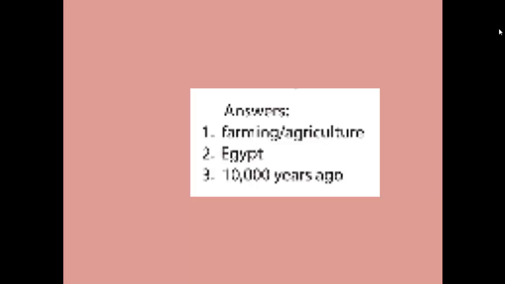Number 2. What country are the people from? We can say the people are from Egypt. And how can we know they are from Egypt? If we look carefully, we can see the pyramids, 2 pyramids, at the background of the picture. Number 3. What period of history is shown? Maybe 10,000 years ago.